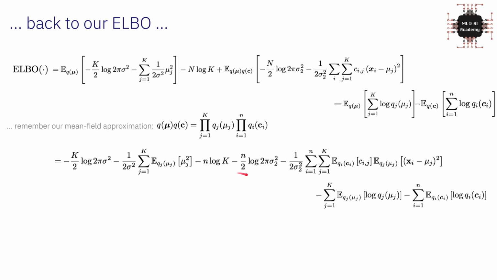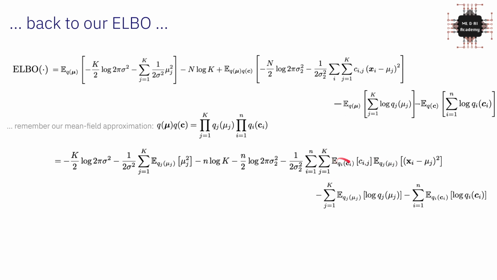And now similarly here, for some reason we went from small n to big N, but the idea is that n over 2 log 2 pi sigma squared remains here. So that's n over 2 log of 2 pi sigma squared. And now Q of mu, Q of C, we can again write as this mean field approximation, and that would lead to here, right?